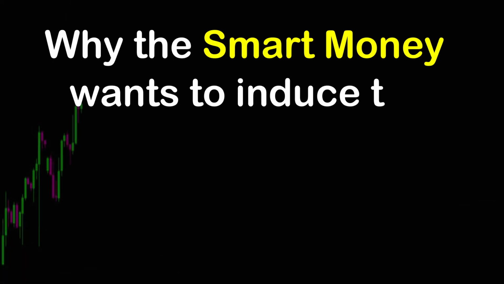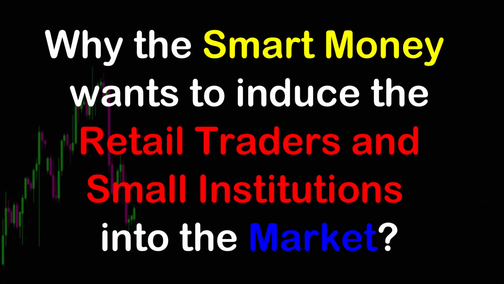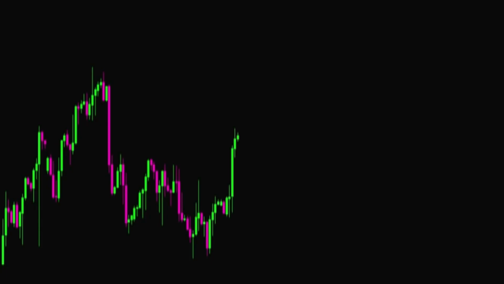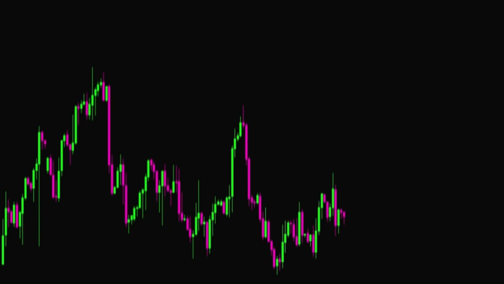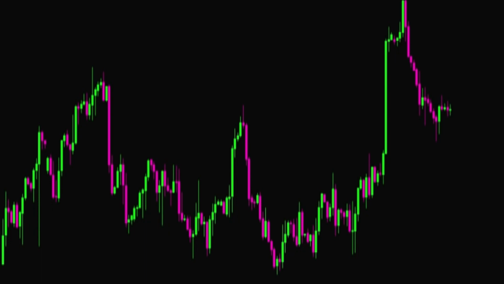Now a question might arise in your mind: why does the smart money want to induce the retail traders and small institutions into the market? So, they do this in order to get the counter orders, which would also increase the liquidity in the market, and thus it would help them in initiating their trades easily in the market.